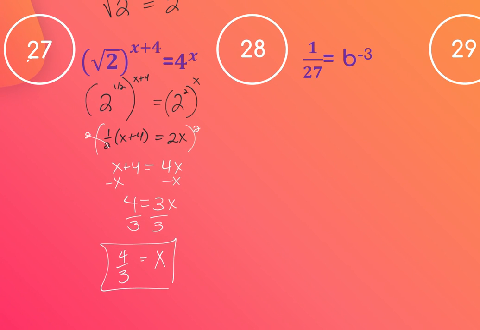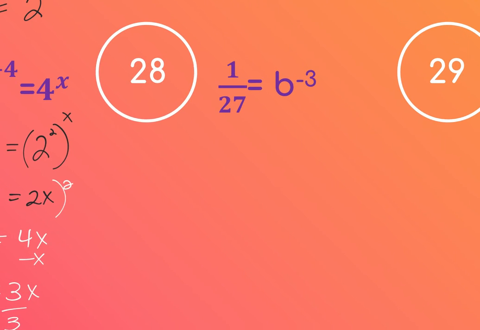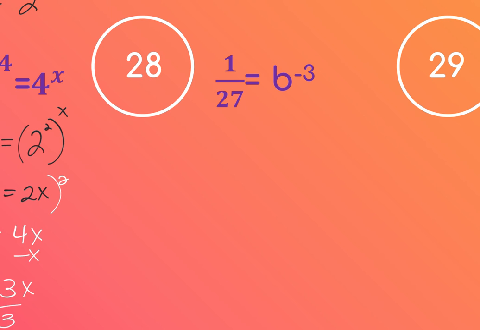Okay, 28, and that is a b. That is 1 over 27 equals b to the negative third. Can you change b to be another number raised to a power? No. So think about how else we could set this up. What does the negative 3 do on the b? 1 over b to the third, right? Can we solve that? How?